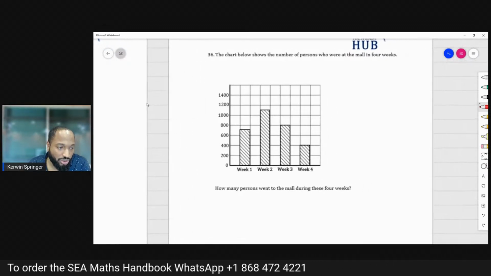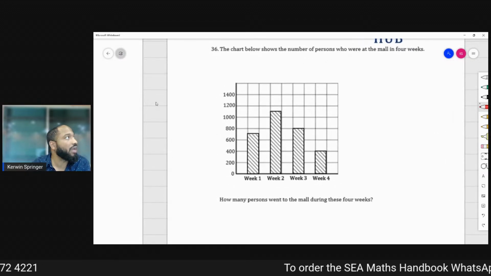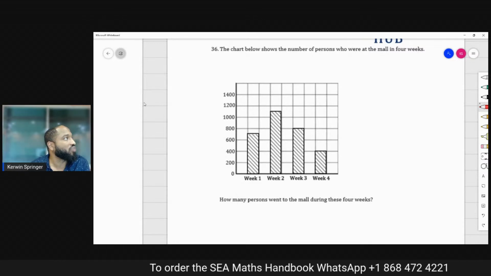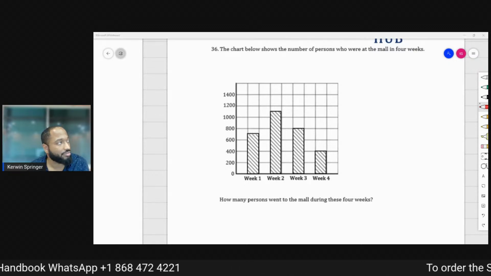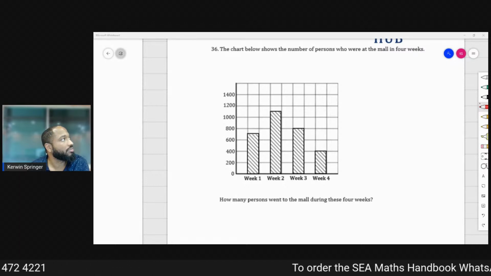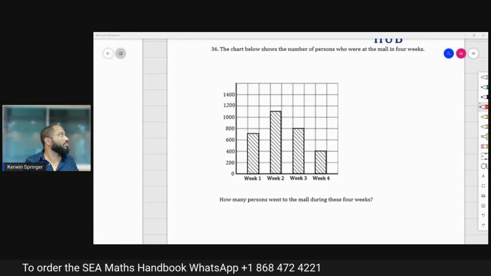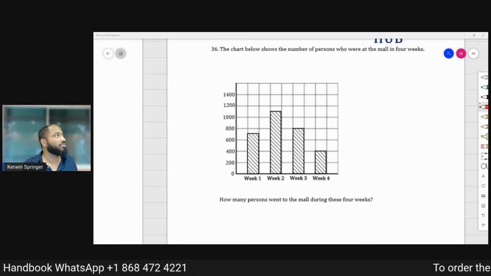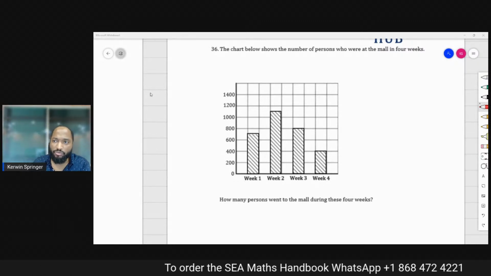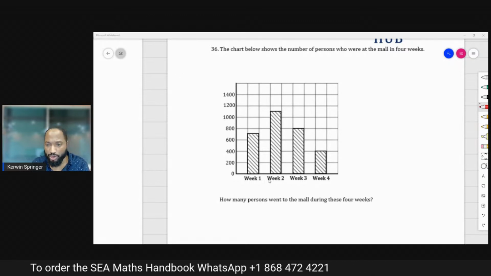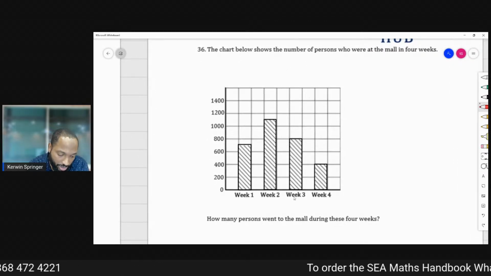The chart below shows the number of persons who were at the mall in 4 weeks. Hang on there. Hold on there, yeah. Sorry about that. So the chart below shows the number of persons who were at the mall in 4 weeks. Are you ready? Somebody was at the door, just making sure they were getting taken care of. How many persons went to the mall during the 4 weeks?